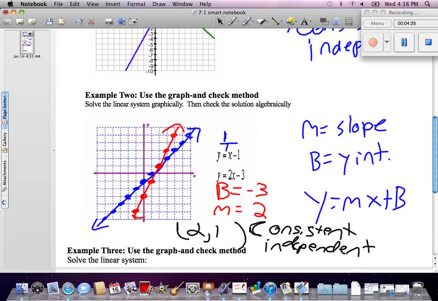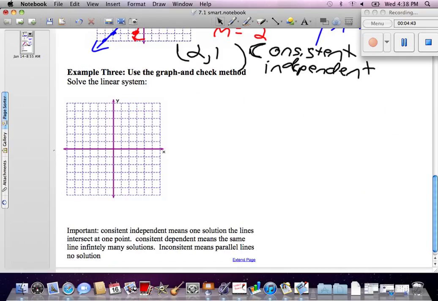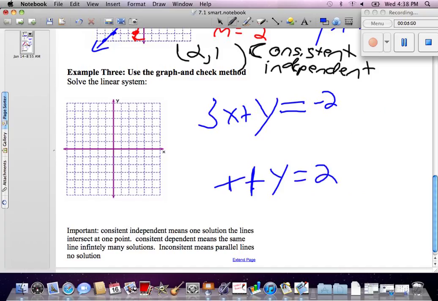Okay. So we're going to look at one more. And now these are not in slope-intercept form, our two graphs. We've got 3x plus y equals -2, and we've got x plus y equals 2. So we have to get both of these in slope-intercept form. So to do that, I'm going to subtract 3x from both sides. And I'm going to get y equals negative 3x minus 2.